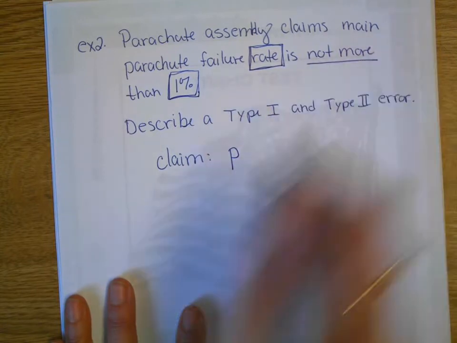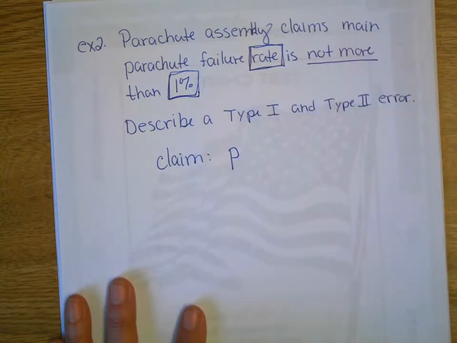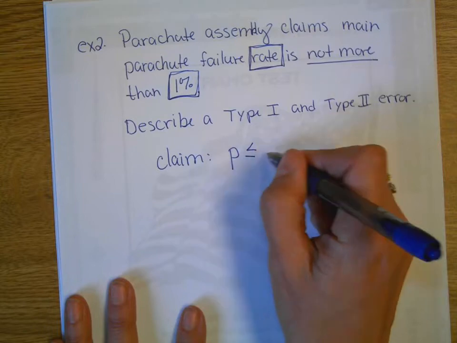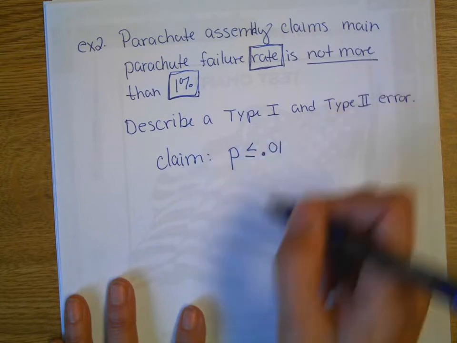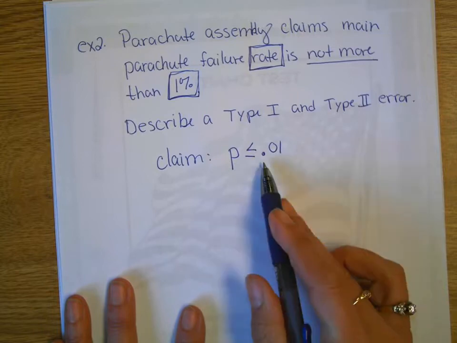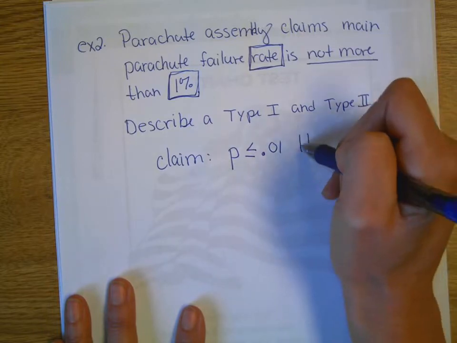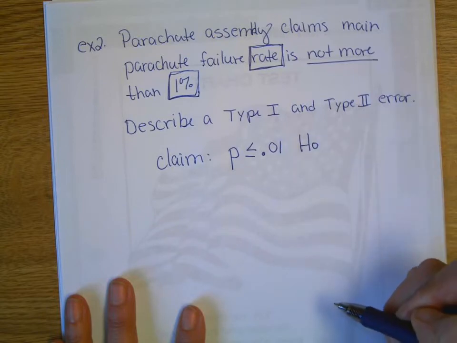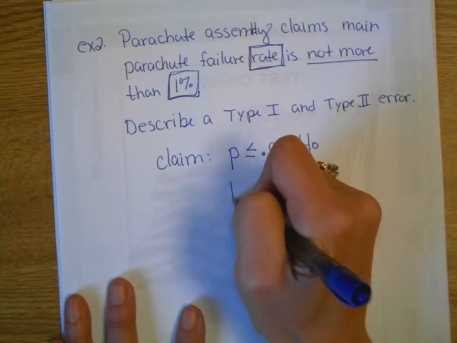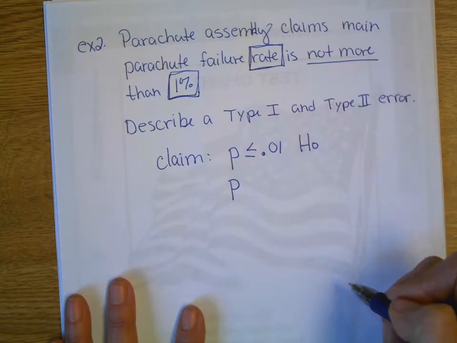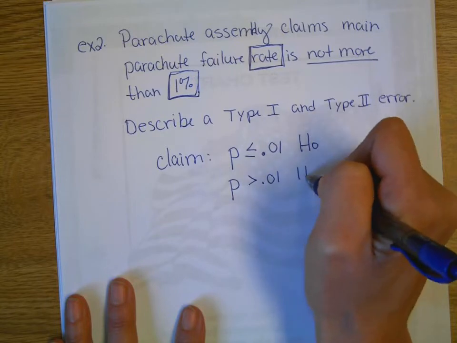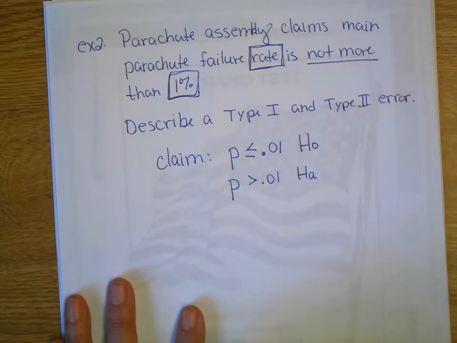What's not more than? Less than or equal to. It's not over 1%, but it is less than or equal to 1%. Which makes the claim the null. So then the Ha would be that the main parachute failure rate is actually over 1%.